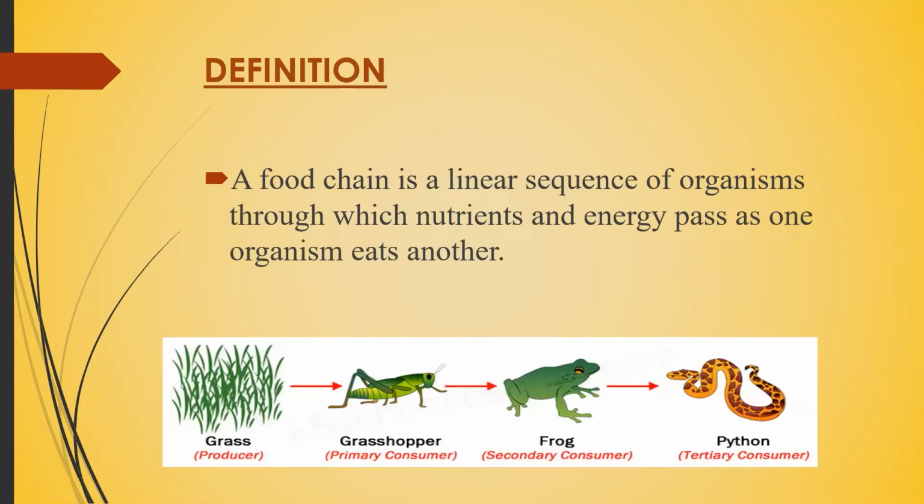First of all, we should know what a food chain is. A series of organisms, each dependent on the next as a source of food, is a food chain. The series of processes by which food is grown, produced, sold, and eventually consumed. A food chain is a linear sequence of organisms through which nutrients and energy pass from one organism to another. Here in this picture, you can see the grass that is eaten by grasshopper. Grasshopper is eaten by frog, and frog is eaten by snake.